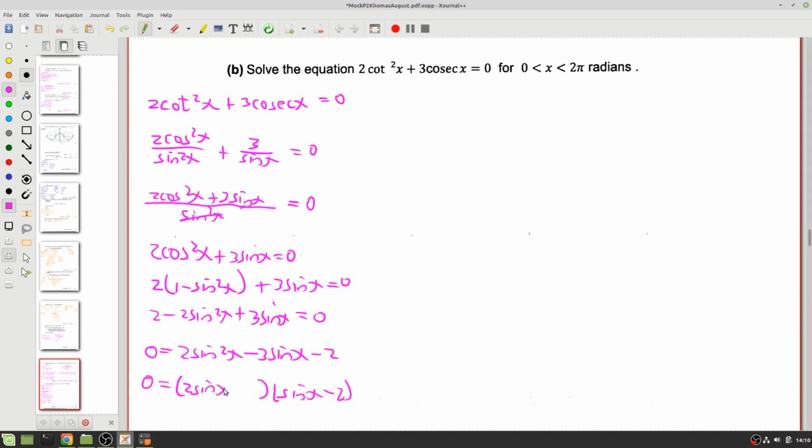So if we put minus 2 here, we've got negative 4 sine x. And then we add 1 sine x to get us to negative 3 sine x. Great. Okay, so from here, let's just move all the way up here and start from there again. So this bracket is 0 or this bracket is 0. So the first one, 2 sine x plus 1 equals 0.